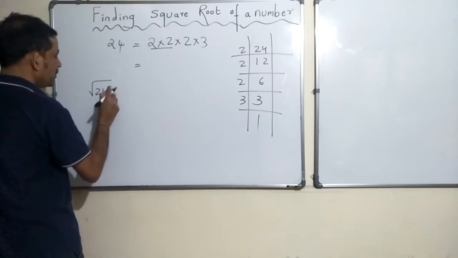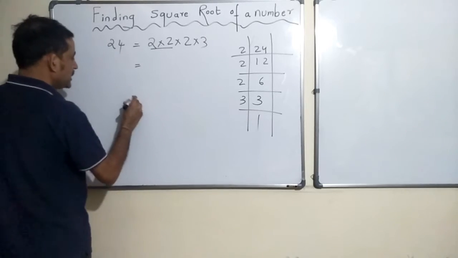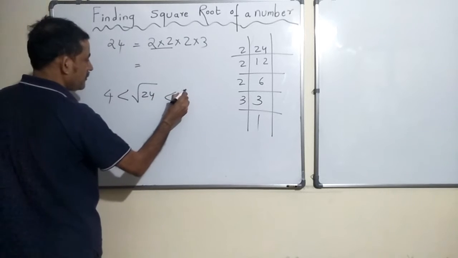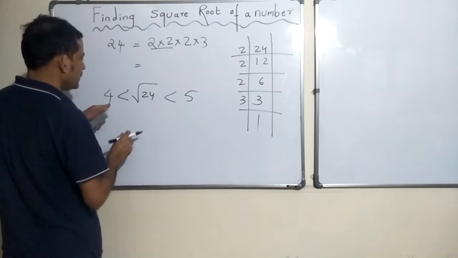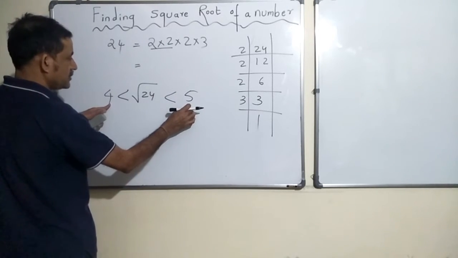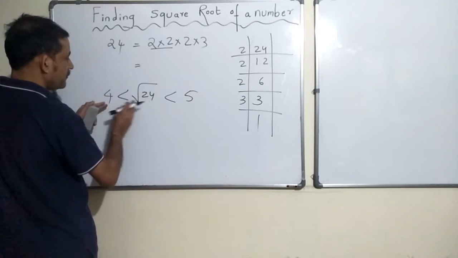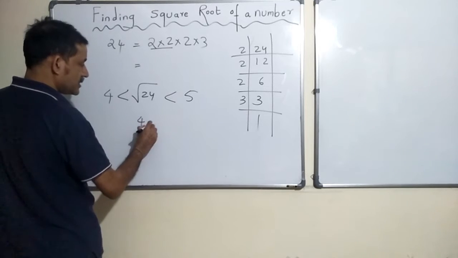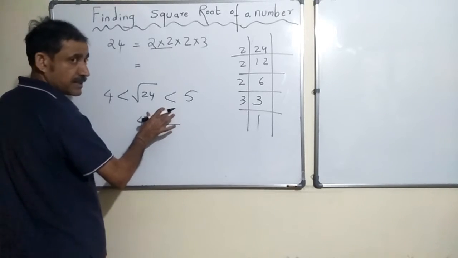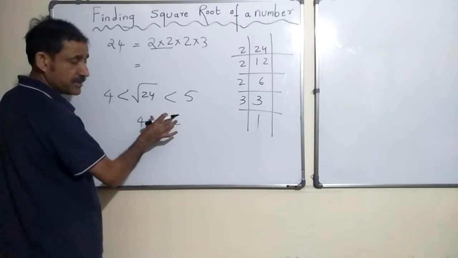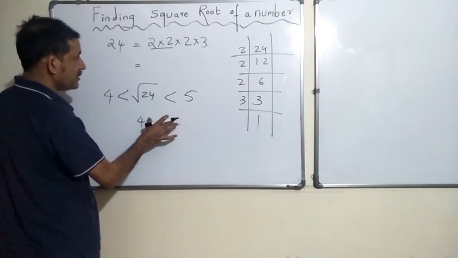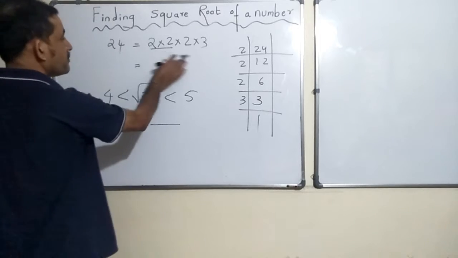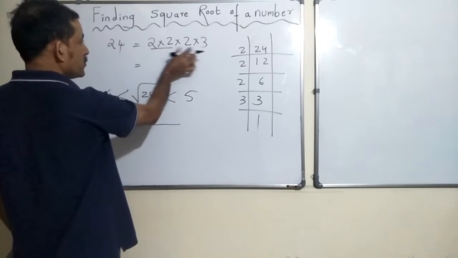Square root of 24 lies between 4 and 5. 4 4s are 16 and 5 5s are 25. So the square root of 24 is somewhere between 4 and 5, right? It will be in some decimal, 4 point something, and you will not get the exact value of the square root here. So that's why it is not a perfect square. And because it is not a perfect square, you also cannot group them into 2s, right?